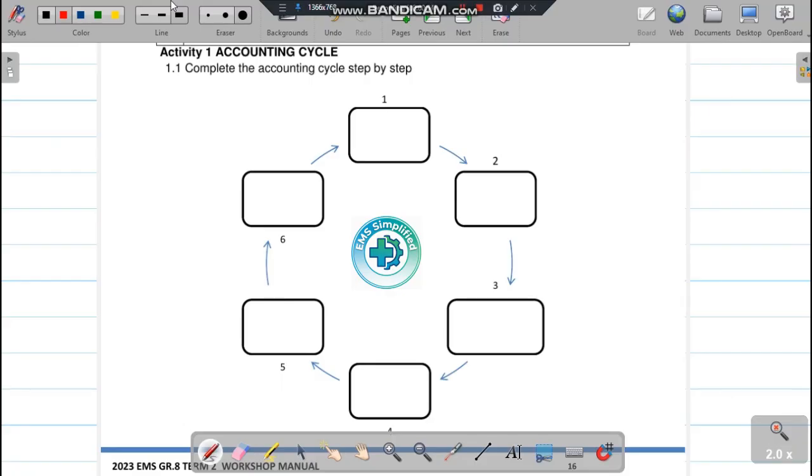So we'll look at each stage. First, we have to fill in the stages. The first stage is transaction. A transaction can be a credit transaction, a cash transaction, or any other transaction that happens. When you talk of a transaction, this is an activity that involves the exchange of goods, services, or money, or anything of value between two parties.